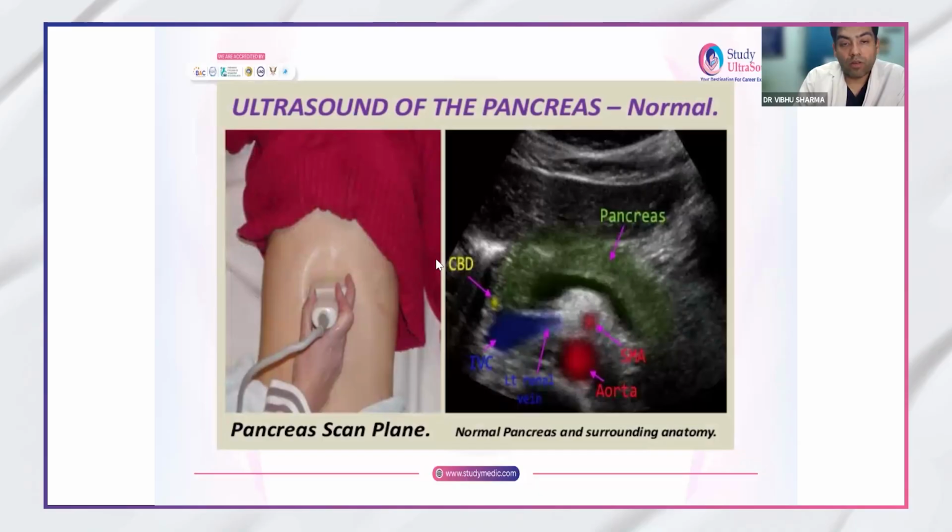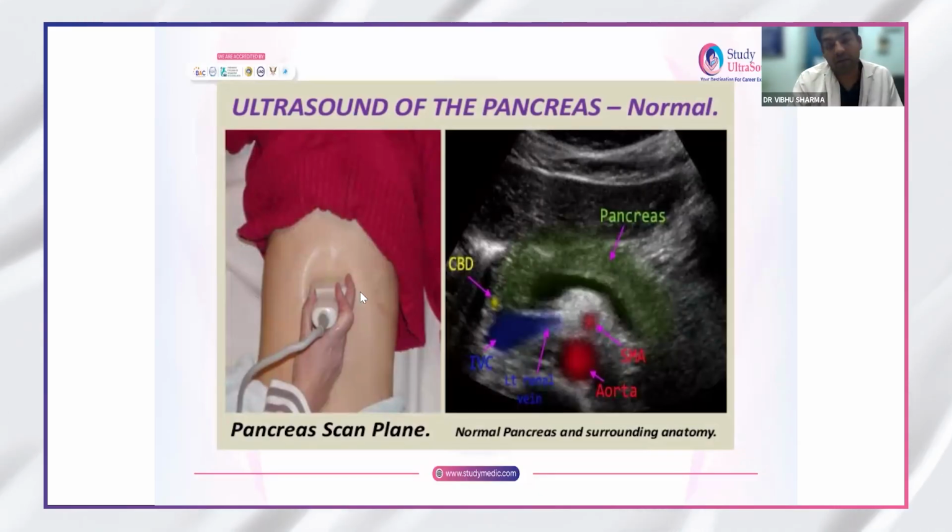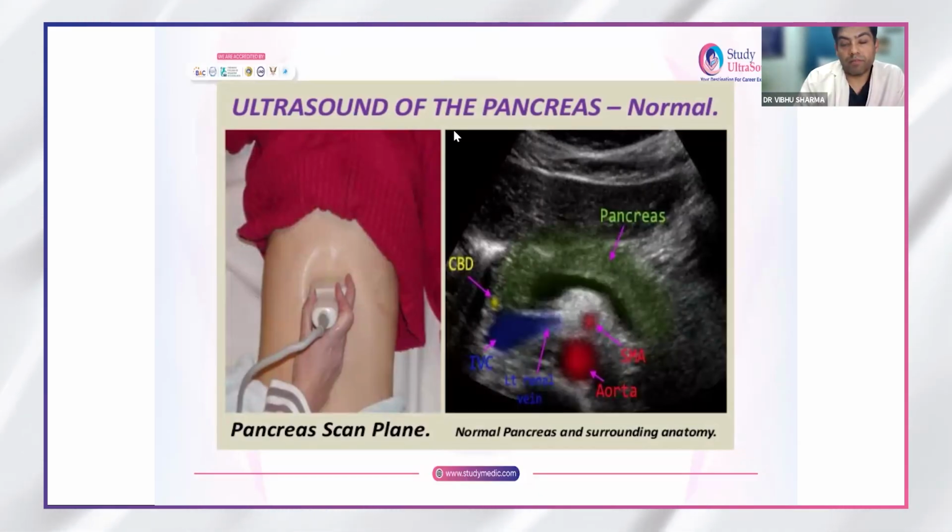So this is the normal positioning for the pancreas. Here you can see the pancreas, this is the pancreatic scan plane. Here the probe should be positioned. And then you can see the pancreatic body, tail and head, CBD, IVC, aorta, SMA, and these are the normal structures.